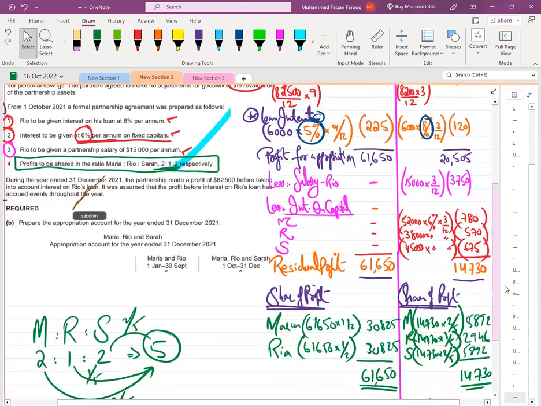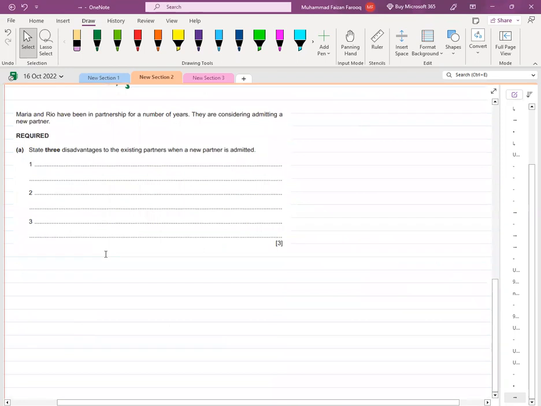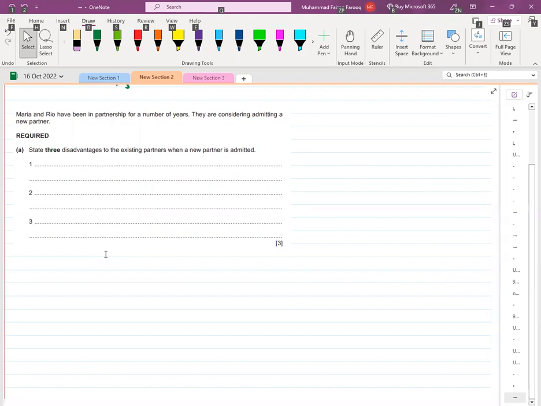This is 7 marks, and there is one theory question as well. They are asking that Maria and Rio have been in partnership for a number of years. What are the 3 drawbacks of admitting new partners? When we were discussing the course from the official study text of Cambridge, I told you to memorize the advantages and drawbacks of partnership. Here, simple, he is asking the drawbacks.